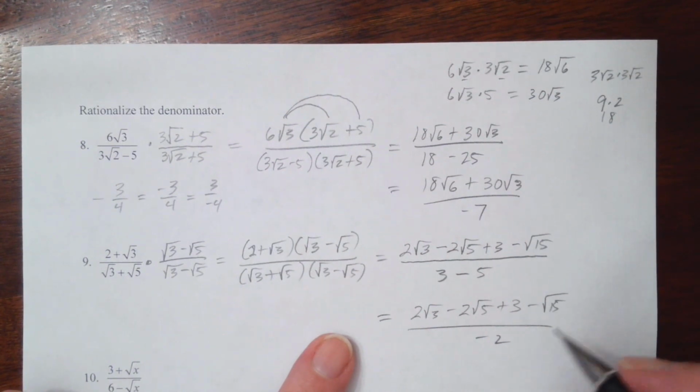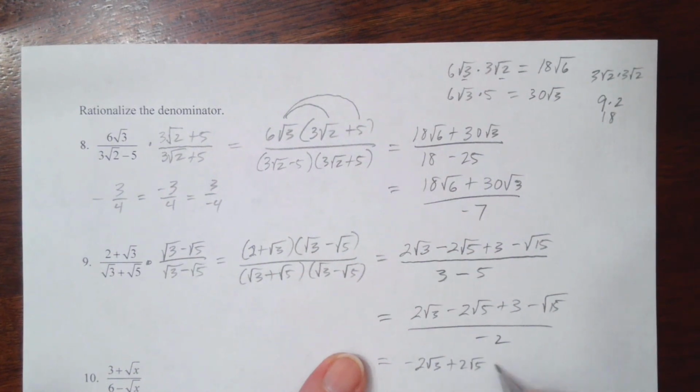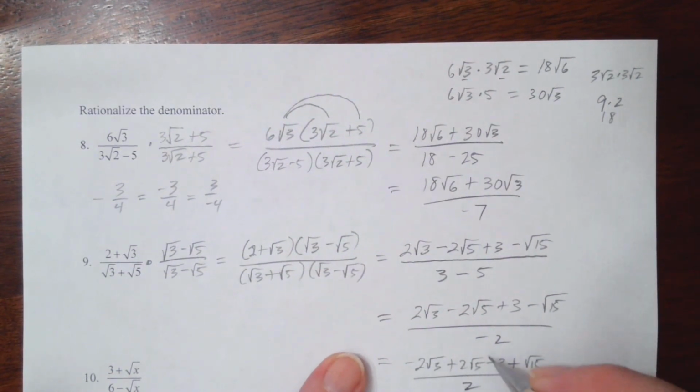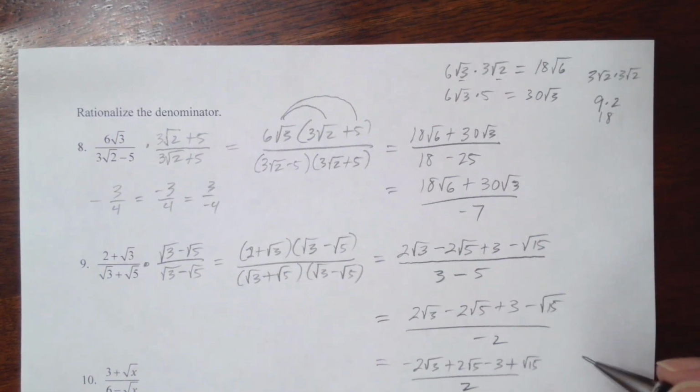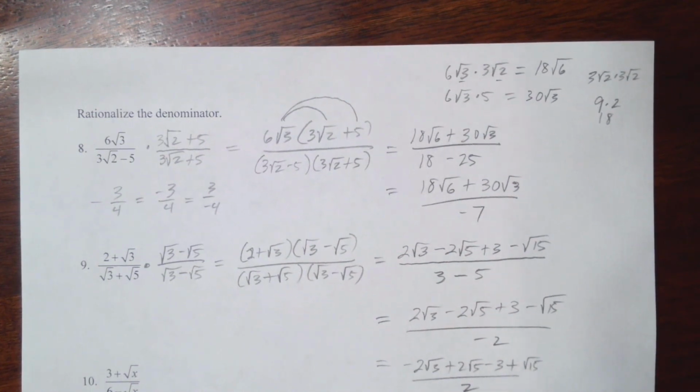Again, I think in this case they would probably apply the negative to the numerator. The other way you could write this is basically negative 2 square roots of 3 plus 2 square roots of 5 minus 3 plus square root of 15 over 2. So basically, I just moved the negative to the numerator and I had to apply it to each term in the numerator. Again, I think you could probably give this answer here, but it's possible they may want you to do this.